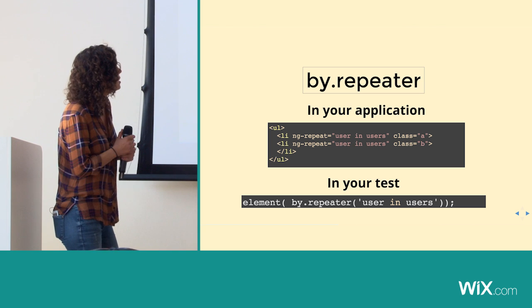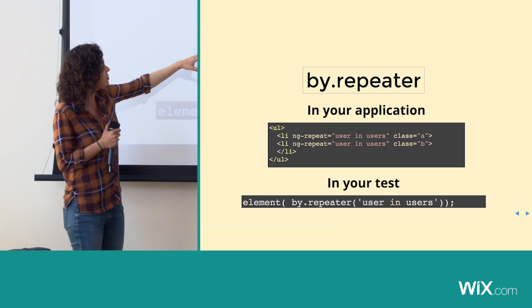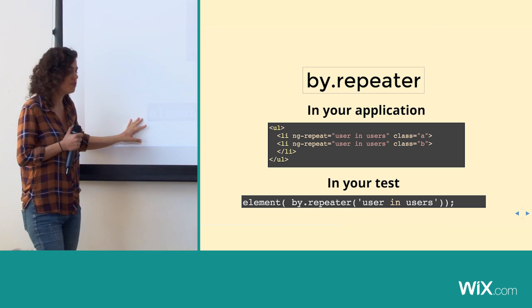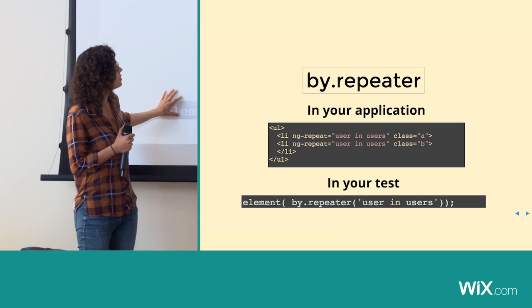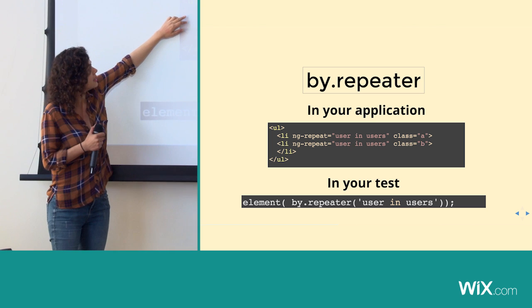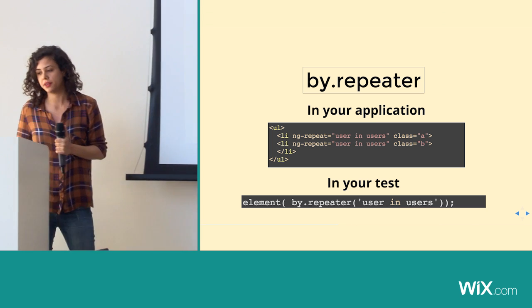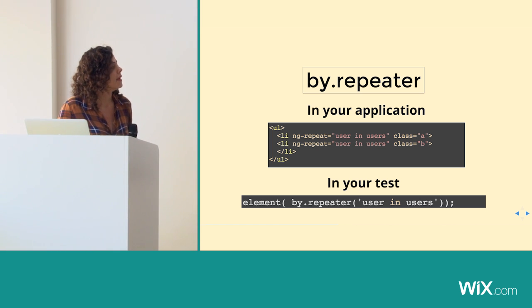Another example for this feature is the ng-repeat. So for example, if I have the attribute ng-repeat and the repeater name user in users in my Angular application, in my test, I can refer to it as element by repeater and user in users, and I can be sure that I will get all the li elements that have this repeater name. So again, it's a really stable way to maintain our tests.